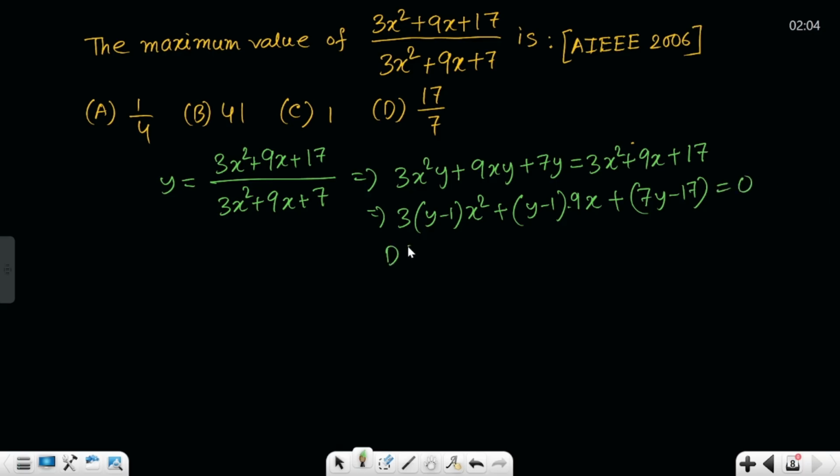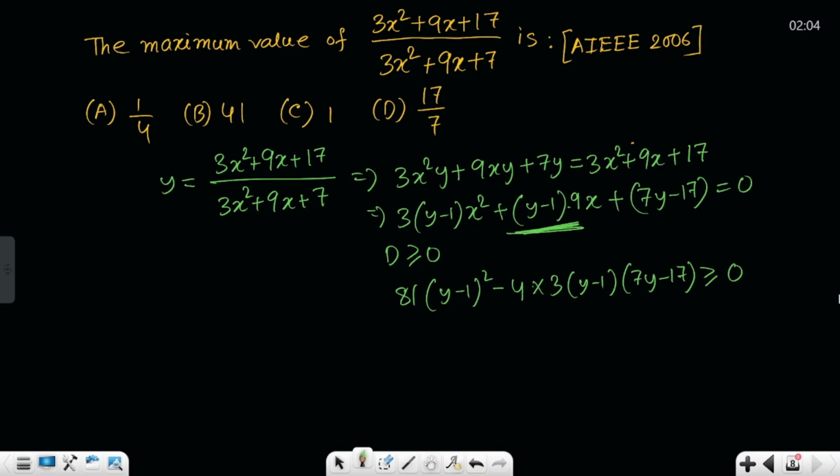Now put D greater than or equal to 0. So we will get, here b squared, b is this thing, so b will be 81 into y minus 1 whole square. Don't be scared, first thing. Now we will get here 4 into 3 into y minus 1 into 7y minus 17. This will be greater than or equal to 0. Right? So now solve it. Simple. Solve it.